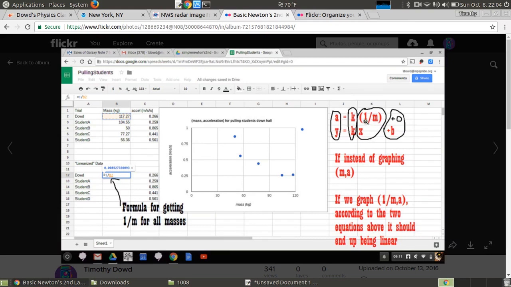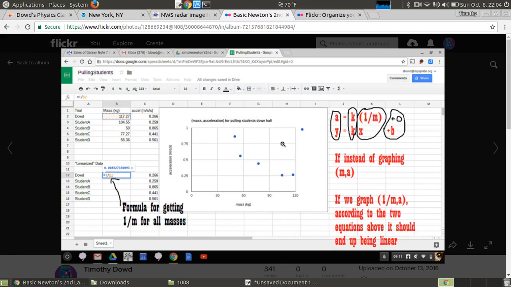If we treat 1 over m as our x-axis and A as our y-axis, we should get a line, even though our original graph with mass on the x-axis gave us a curve. So this is transforming our data to make something that the spreadsheet program and us can't fit into a new equation, a line, that we can fit very easily.